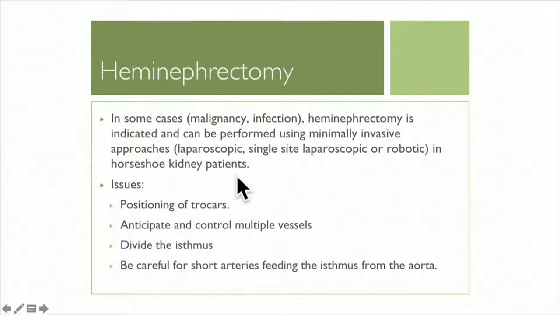All right, last couple of things. We'll talk a bit about heminephrectomy. So again, in some cases, you're going to need to remove one of these kidneys or perhaps mobilize it for partial nephrectomy. And it's important to be able to address the isthmus, which you may have to divide. Again, be careful of the short arteries feeding the isthmus from behind and make sure that you anticipate and control multiple vessels.